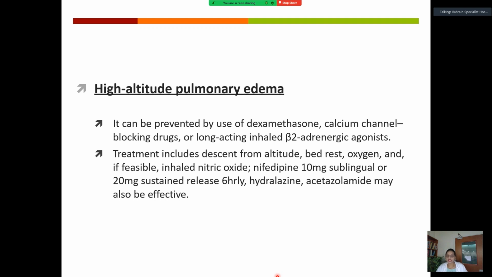High altitude pulmonary edema can be prevented by use of dexamethasone, calcium channel blocking drugs, or long acting inhaled beta 2 adrenergic agonists. Treatment includes descent from altitude, bed rest, oxygen, and if feasible, inhaled nitric oxide, nifedipine 10 mg sublingual or 20 mg sustained release 6 hourly. Hydralazine and acetazolamide may also be effective.